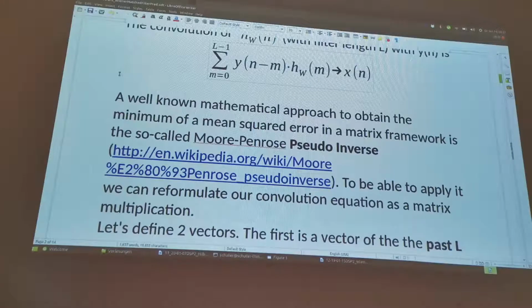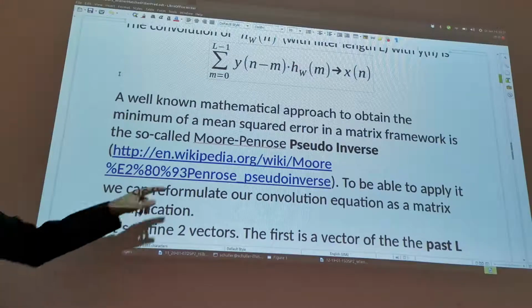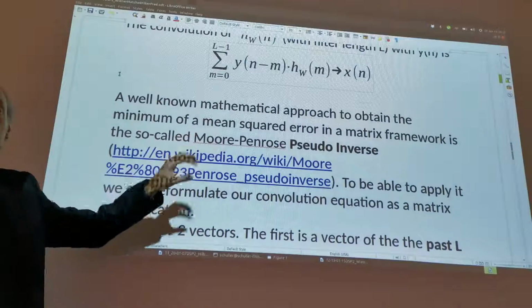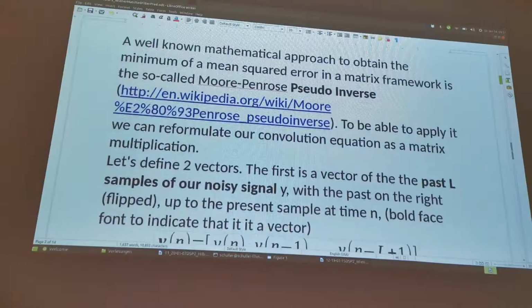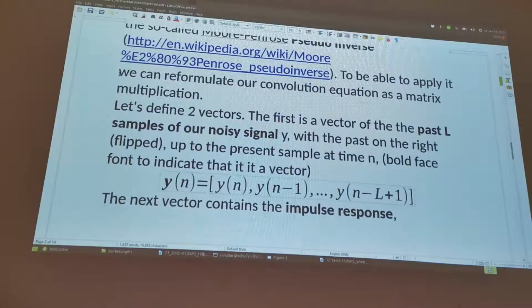Yeah, it's not so well known. So, this gives us actually a solution, but for the matrix case. Right? So, to be able to apply it, we can reformulate the convolution as a matrix multiplication.